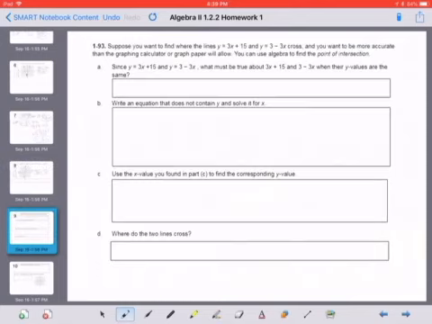So problem 93 says, suppose you want to find where the lines y equals 3x plus 15 and y equals 3 minus 3x cross. And you want to be more accurate than your graphing calculator or graph paper will allow. You can use algebra to find the point of intersection. So since y equals 3x plus 15 and y equals 3 minus 3x, what must be true about 3x plus 15 and 3 minus 3x when their y values are the same? So the answer is they're equal. They must be equal.